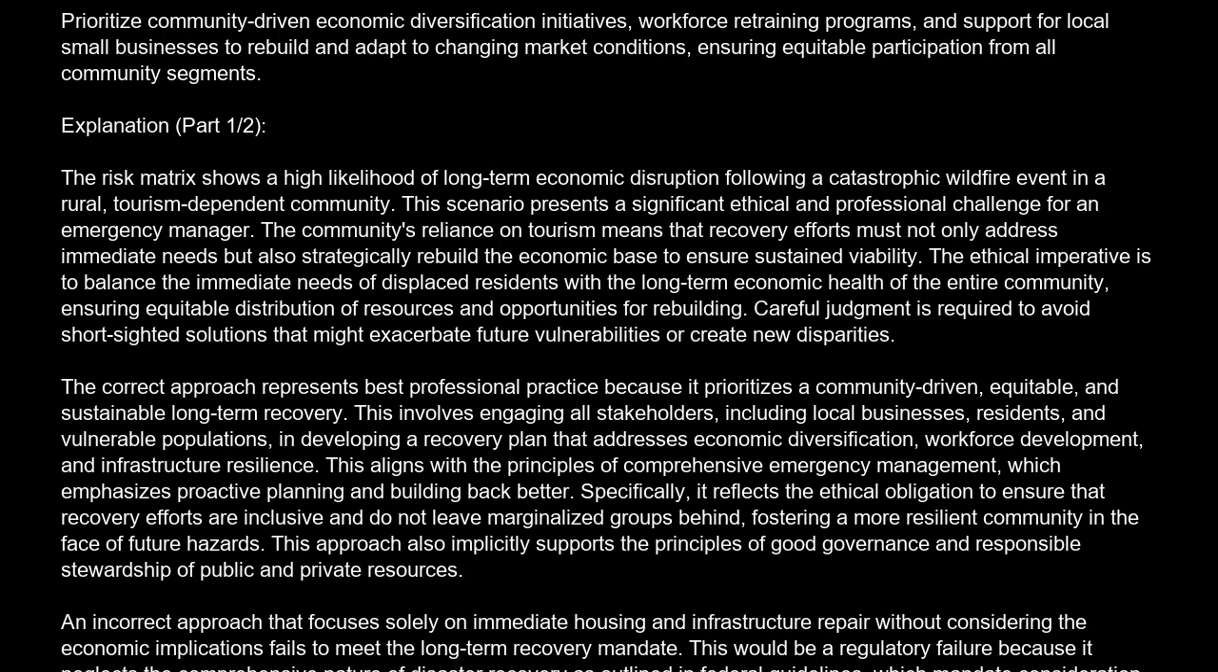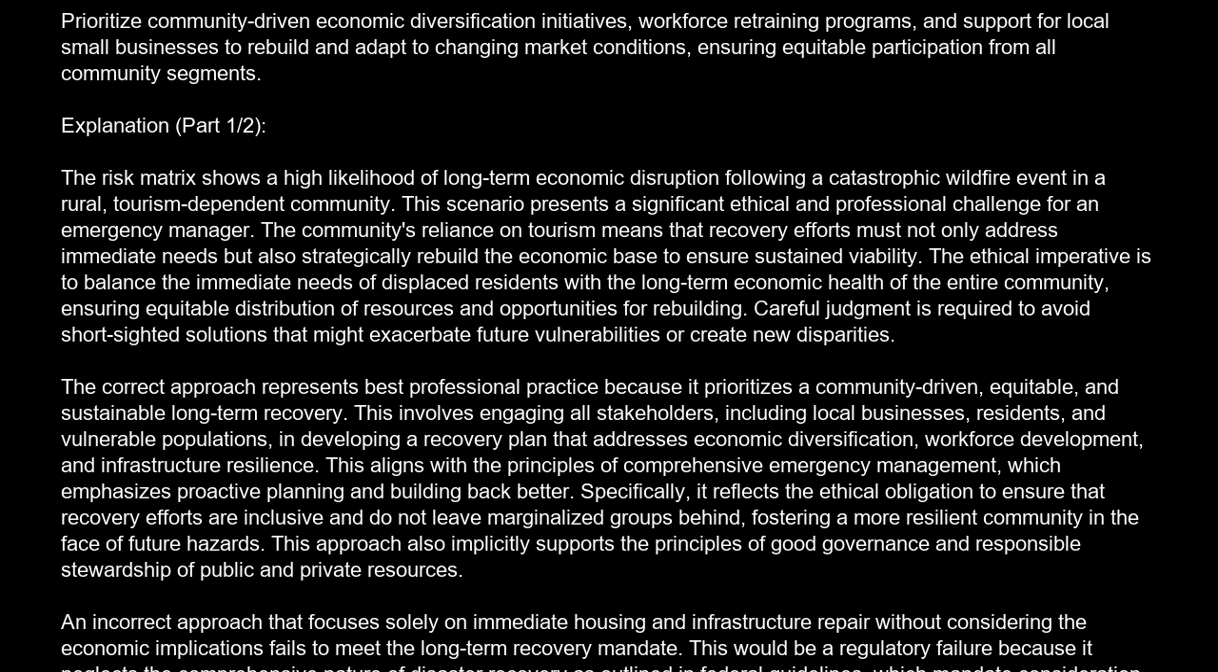Prioritize community-driven economic diversification initiatives, workforce retraining programs, and support for local small businesses to rebuild and adapt to changing market conditions, ensuring equitable participation from all community segments. Explanation. The risk matrix shows a high likelihood of long-term economic disruption following a catastrophic wildfire event in a rural, tourism-dependent community. This scenario presents a significant ethical and professional challenge for an emergency manager.